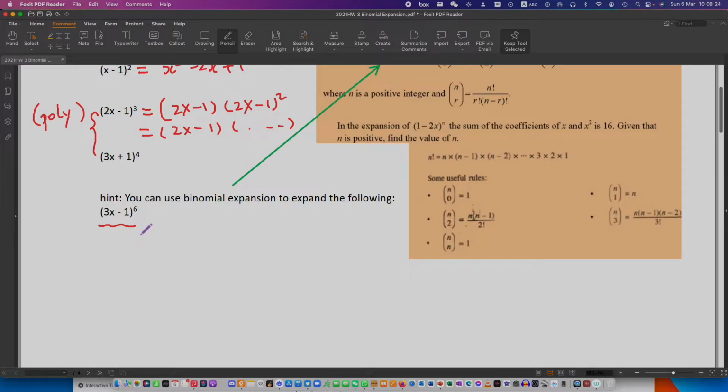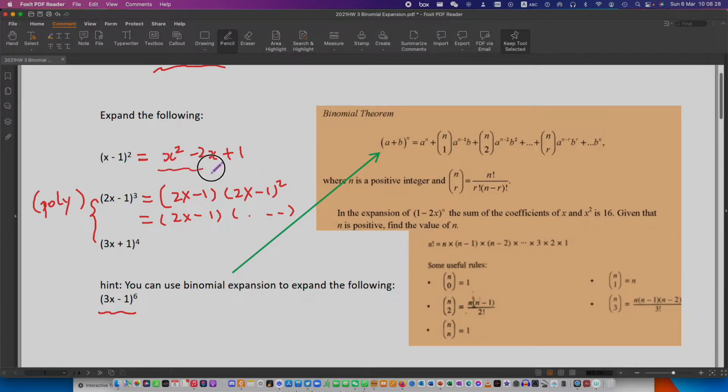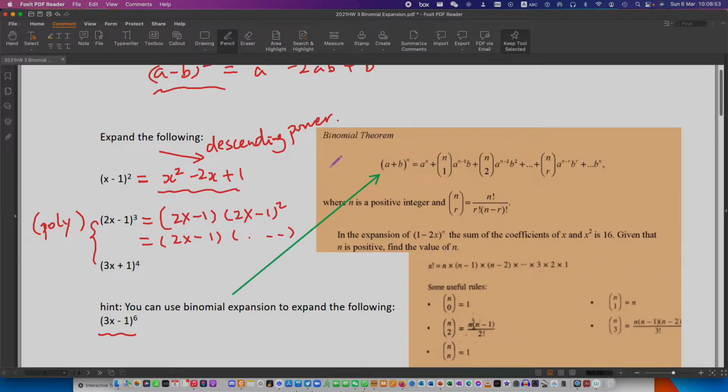Let's learn the basic stuff first. What do you see here? This way of expressing the answer is in descending power. That is the first observation. The second observation: if you have something to the power of 2, you are going to have 3 terms generally.